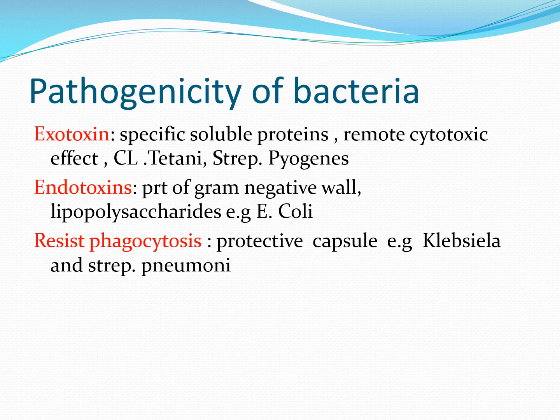Pathogenicity of the bacteria: how bacteria exert their effects. They exert their effects through their exotoxins or endotoxins, or by resisting the host immunity, phagocytosis, by having protective capsules, for example Streptococcus pneumoniae and Klebsiella. The exotoxins are specific soluble proteins, and they give their cytotoxic effects remotely. Examples of that are Clostridium tetani and Streptococcus pyogenes. Endotoxins are part of the gram-negative wall lipopolysaccharides, for example E. coli.